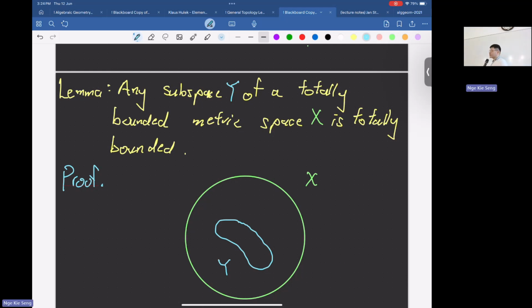Well, we have to use the assumption, right? X is totally bounded. So let's pick any epsilon. We try to find these finitely many balls using the fact that our whole space is totally bounded. Let's do it. Let's say we have some x_i here, so x1, x2, x3.